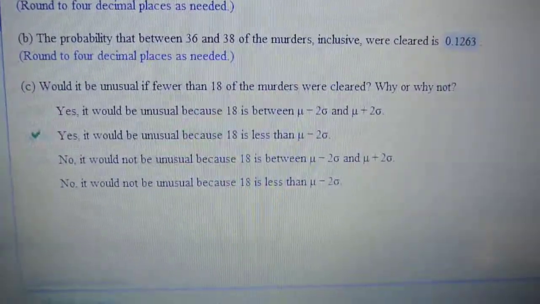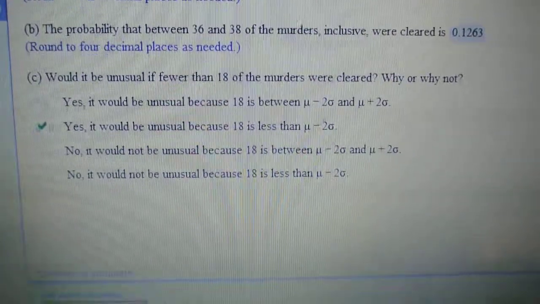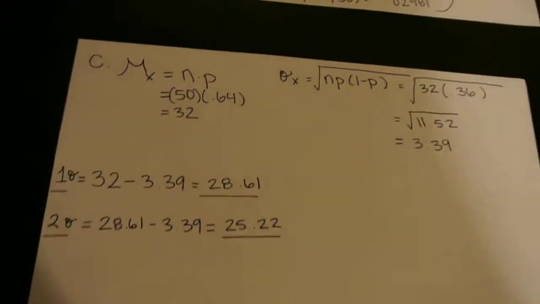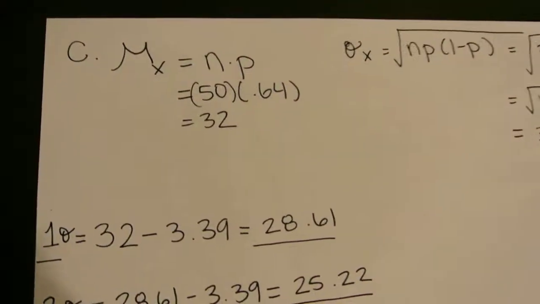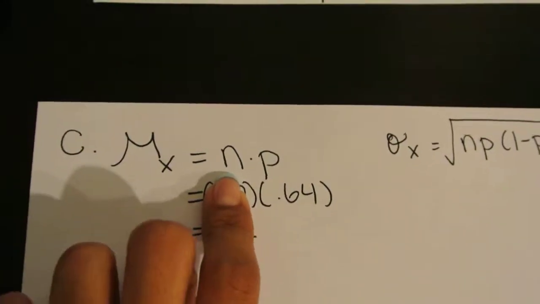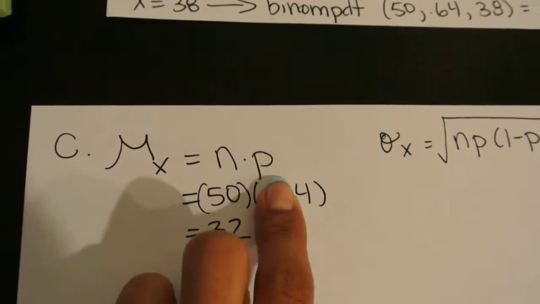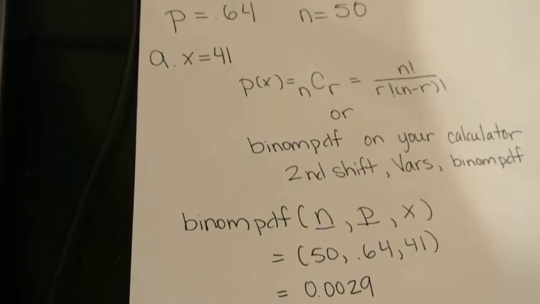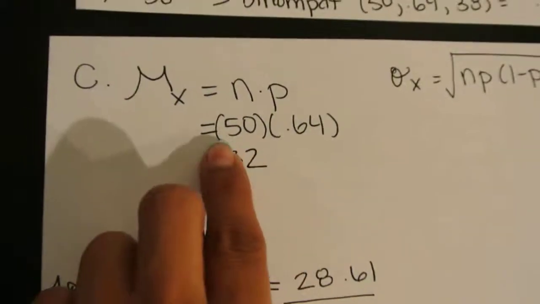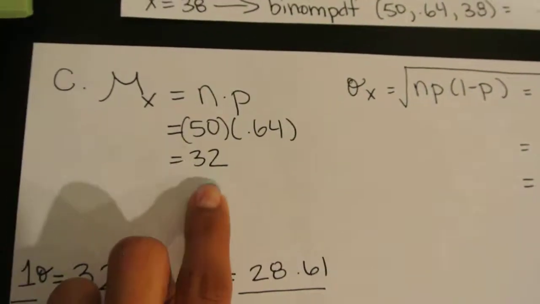And moving on to part C, we are asked, would it be unusual if fewer than 18 of the murders were cleared? Why or why not? So let's look at how to figure that out here. We're going to want to look at the mean and the standard deviation. And in getting our mean here, what we're going to want to do is multiply the sample by the probability. So our sample is 50 and the probability is .64, so you're just typing it right in there and working that out, and that's your mean.